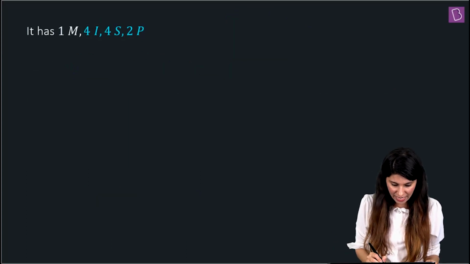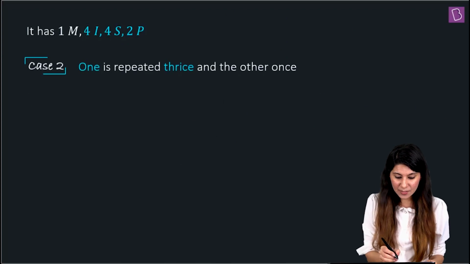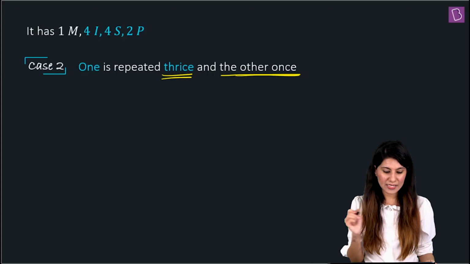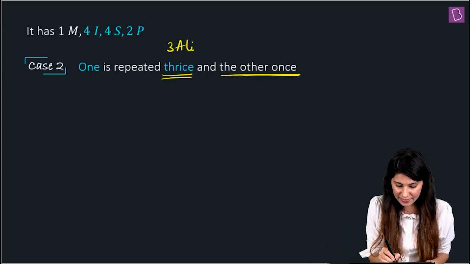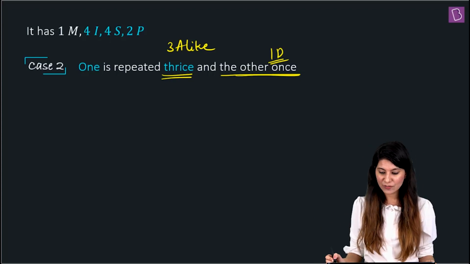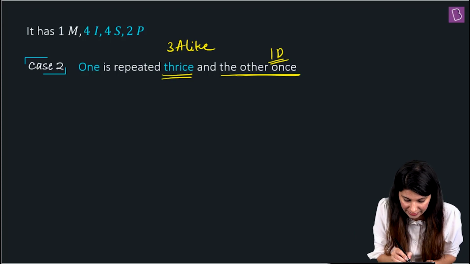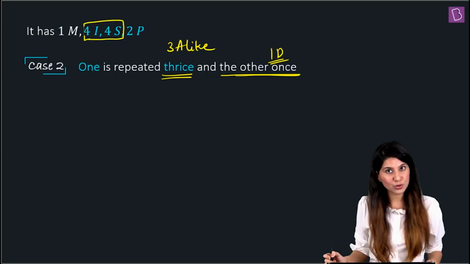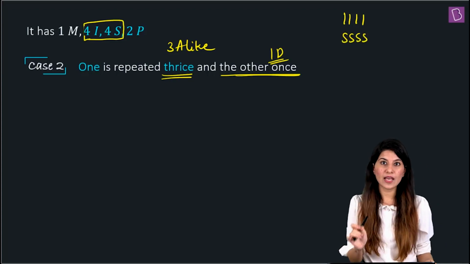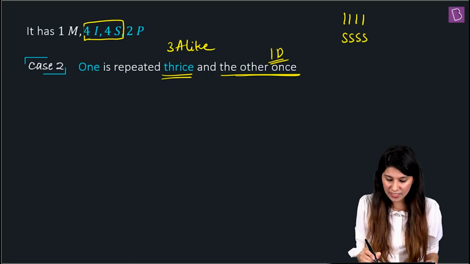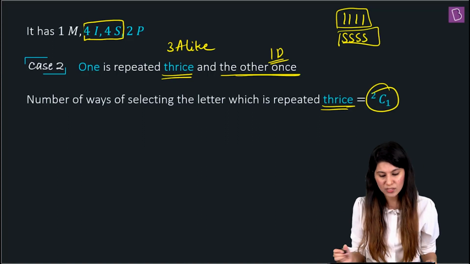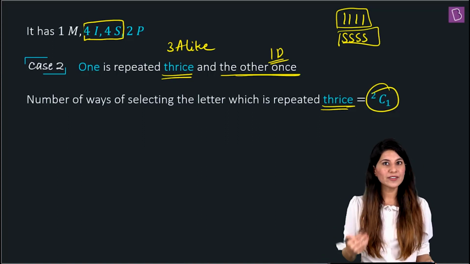So three alike and one different. In case number 2, one letter is repeated thrice and the other letter is repeated once. That means three alike letters and one different letter. First of all, let's focus on the three alike. Again I have two choices, I and S. I don't want four letters, I want three letters, and three alike can be taken from these two. So the number of ways of selecting the letter which is repeated thrice is 2C1, either 3I or 3S.